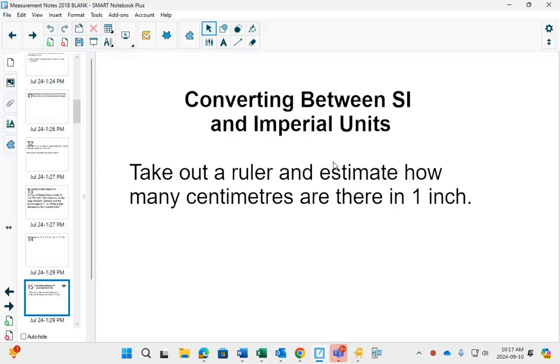and converting between the metric system and the imperial system. So if you have a ruler and your ruler has centimeters and inches on there, look at your ruler and try to do a simple conversion. If you had 1 inch, how far is it?